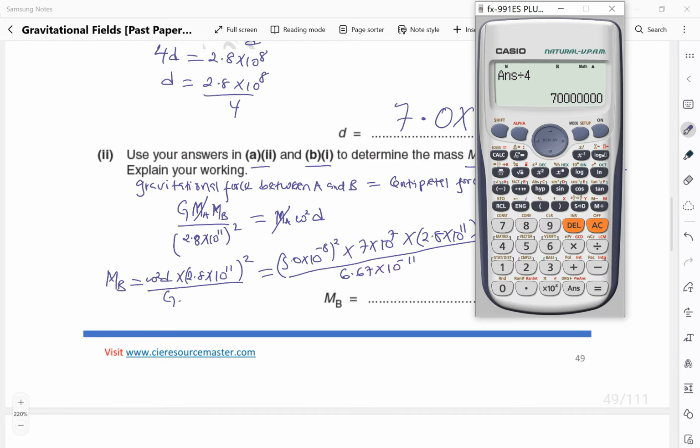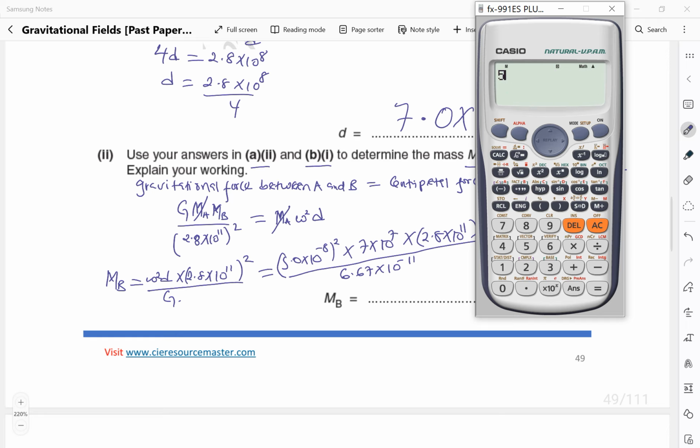Let me just press my calculator. That one times 5.0 exponent minus 8, squared, then times 2.8 exponent 11, squared, divided by 6.67 exponent minus 11. So this is giving us 2.05 times 10 to the power of 26. I have to check this again.